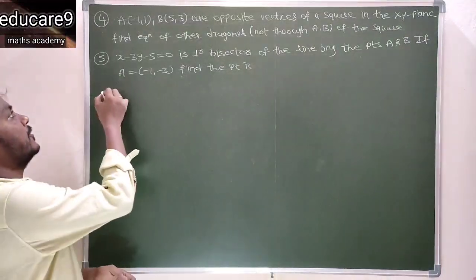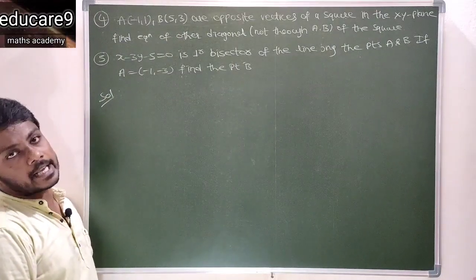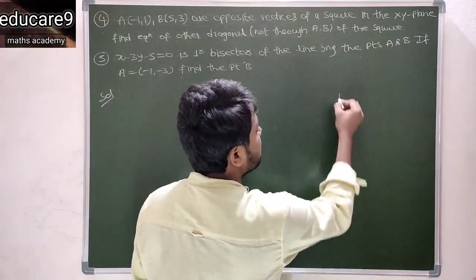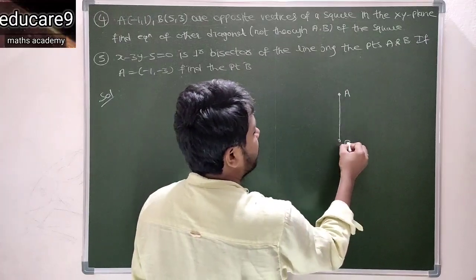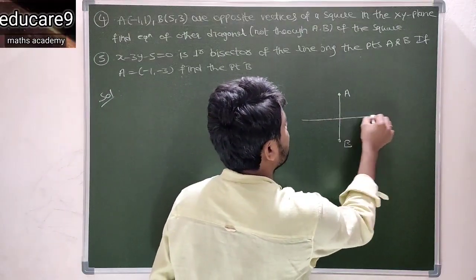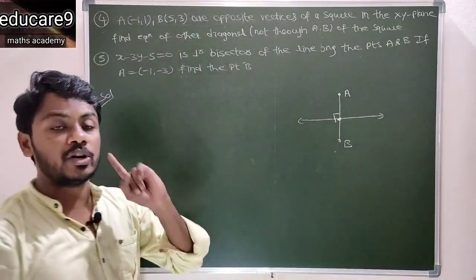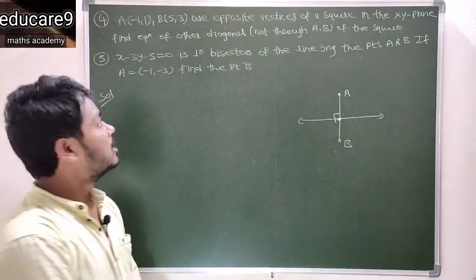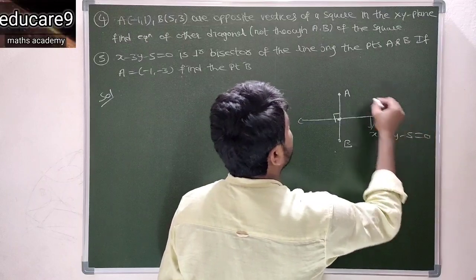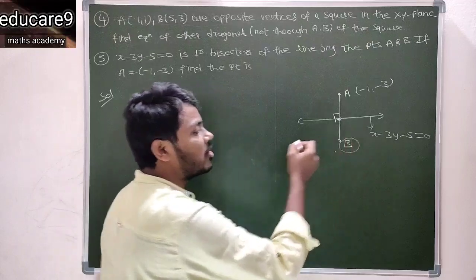Okay. So see the fifth solution. Here x minus 3y minus 5 is the perpendicular bisector of the line joining the points A and B. So see here, this is the line joining points A and B. Here this equation is the perpendicular bisector, meaning this line bisects AB and is perpendicular to AB. Then only that line is a perpendicular bisector. So that line is given x minus 3y minus 5 equals 0 and point A is given (minus 1, minus 3). Now you need to find the coordinates of B.